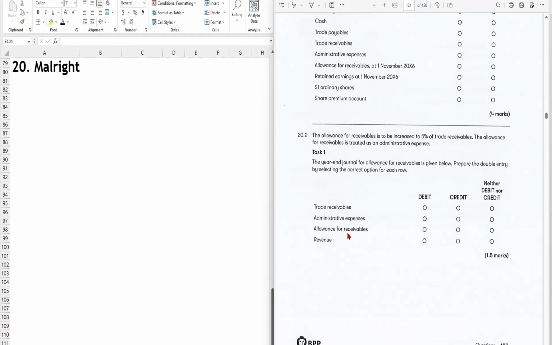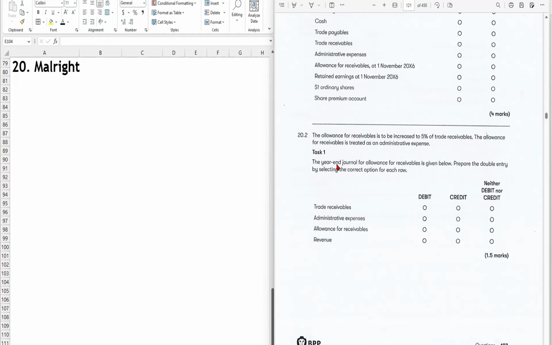Now, second: the allowance for receivable is to be increased to 5% of the trade receivables. The allowance for receivable is treated as an administrative expense. Next, the year-end journal for allowance for receivable is given below. Prepare the double entry by selecting the correct option for each row. See, they're asking about the allowance for receivable journal to pass.